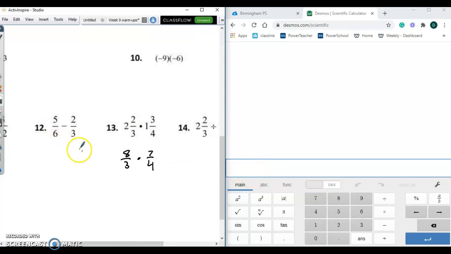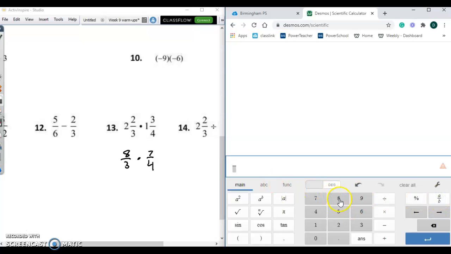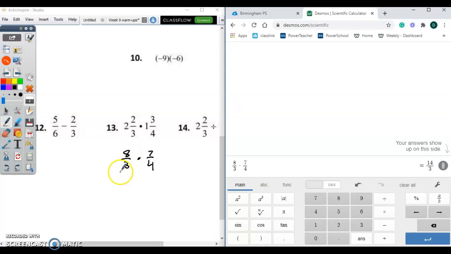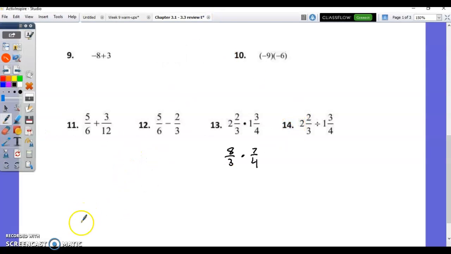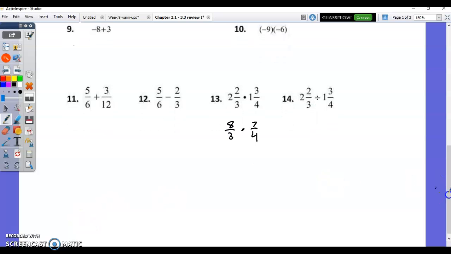So just to review, after you convert these, you can type 8 over 3. You can use this or 8 divided by 3, either one. So 8 over 3, and then I always hit that over arrow, times 7 over 4. And that gives you this. Convert that back to a fraction, and you get 14 over 3. So you're just using that button. Do that for all of those problems, and you should be okay. Pretty straightforward. Again, just calculator practice.